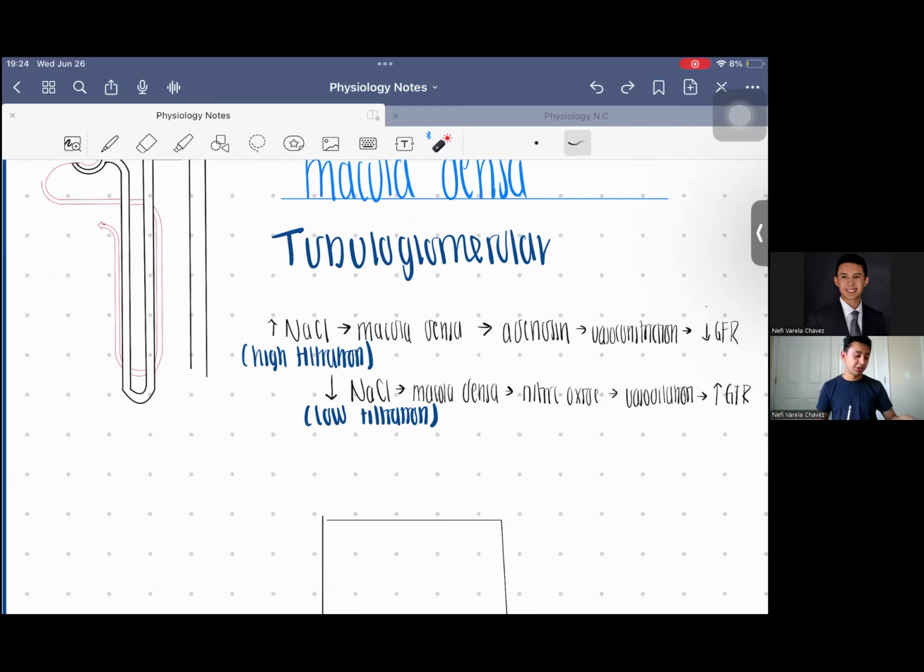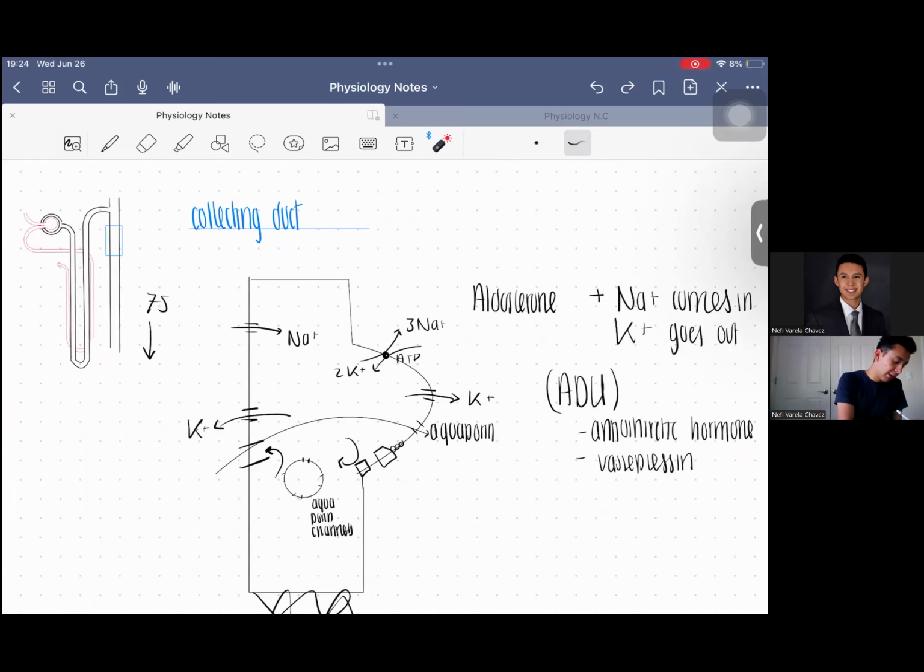Collecting duct. In the collecting duct is where everything that was not secreted, neither reabsorbed, is going to be secreted in urine. Okay, so we will have these protein channels for potassium, taking potassium from the tubule to the lumen. We're gonna have other protein channels for sodium. We're gonna have our friend, the sodium potassium pump, helping us to take sodium to the vasculature. We have also these protein channels for potassium, and we have aquaporins.